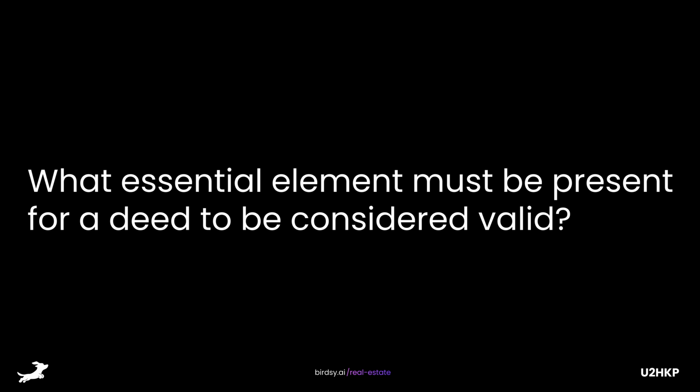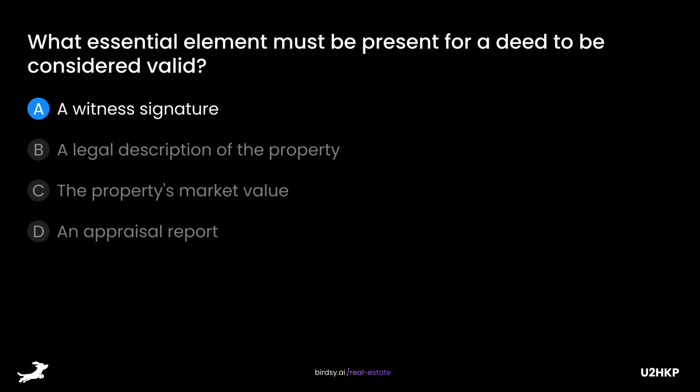Transfer of property. Title and deeds. What essential element must be present for a deed to be considered valid? Is it A. A witness signature, B. A legal description of the property, C. The property's market value, or D. An appraisal report? The answer is B. A legal description of the property.